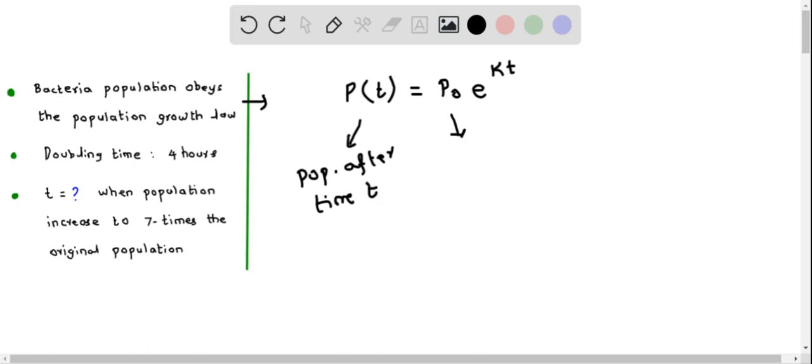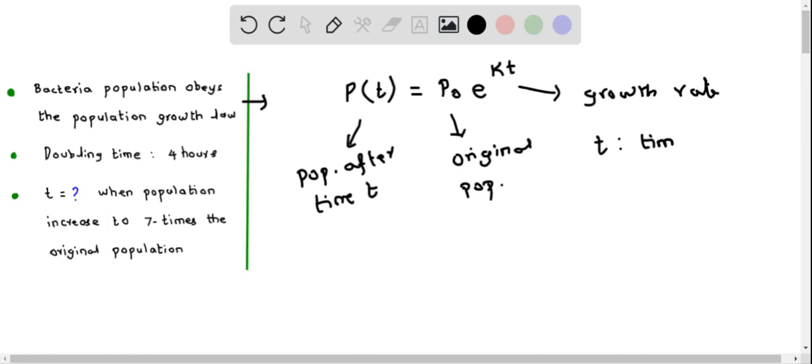This P naught is the original population. This k represents the growth rate, and t is the time in hours. So we'll be using this population model to answer this question, that is to determine the time t when the population increased to 7 times of the original population.